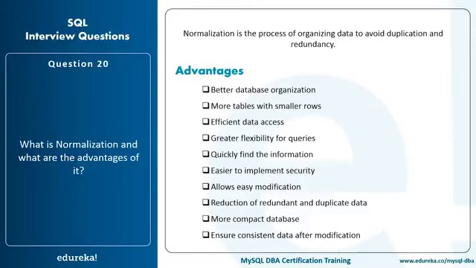Now the advantages of normalization are, as you can see on the screen. It offers better database organization, more tables with smaller rows, efficient data access, greater flexibility for queries, quickly finds the information, easier to implement security, allows easy modification, reduction of redundant and duplicate data, a more compact database, and ensures consistent data after modification. So guys, these are a few advantages of normalization.